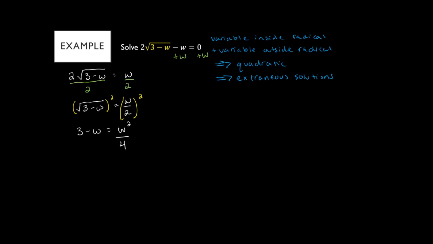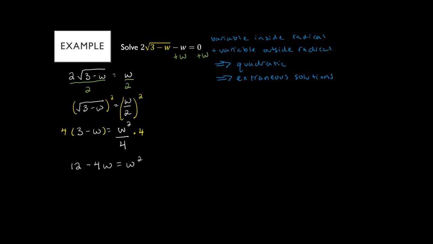So now we are solving a quadratic equation, which means we need to get everything on the same side. But the first thing I'm going to do is get rid of that over 4, because it's just a whole lot easier if we don't have fractions. So we can multiply both sides of the equation by 4 to get rid of the fraction. And that will give us 12 minus 4w equals w squared.